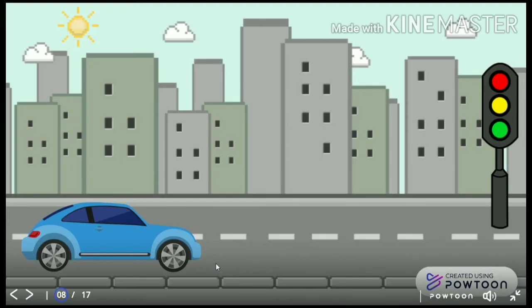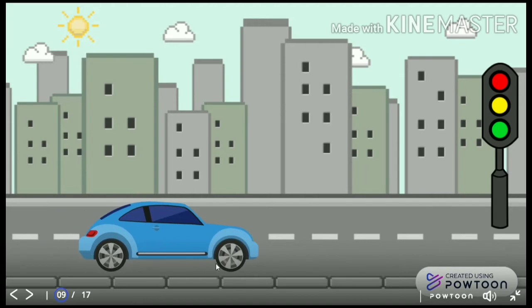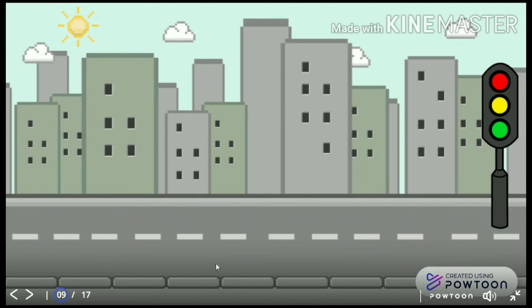Oh, wait. Can you see the traffic light is red? It means we need to stop. So here, when the car is stopped, the car is at 0 position and 0 velocity. Okay, now the traffic light turns green. The car starts moving and experiences acceleration.